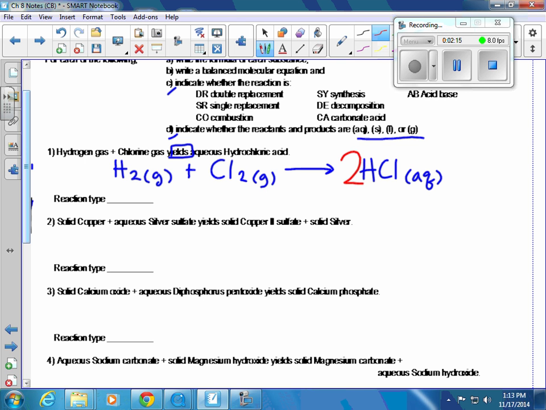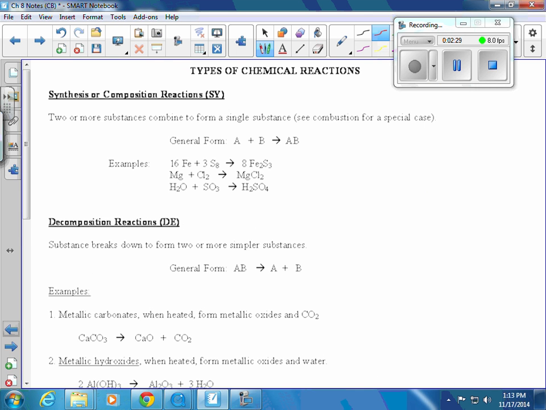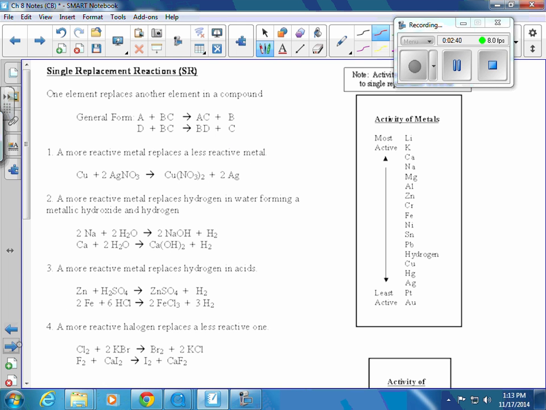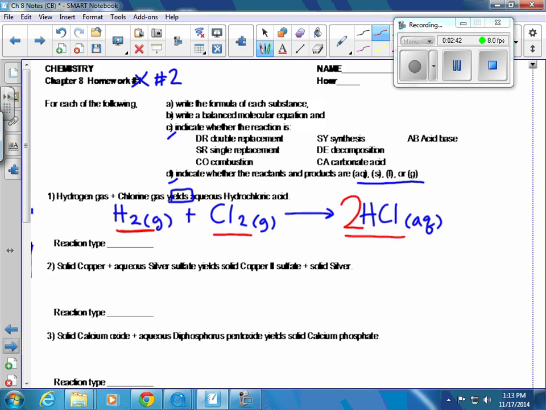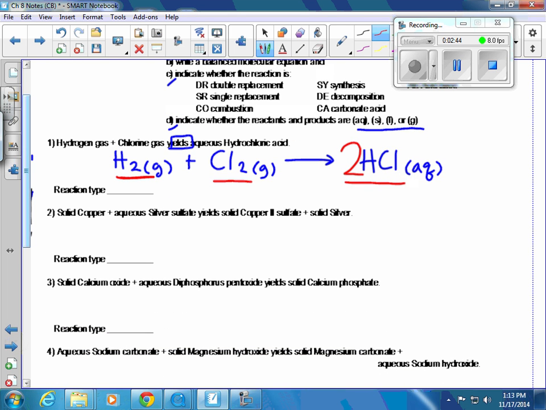Now we need to indicate what the reaction is. I want you to be thinking about that I have a single element, even though it's diatomic, plus a single element making a compound. So when I look at my types of reactions, you can see the first one, synthesis. I have 2 single elements making 1 compound. So the first example that I have here is going to be a synthesis reaction. So you can go ahead and write down SY for synthesis, and you are done with the first one.